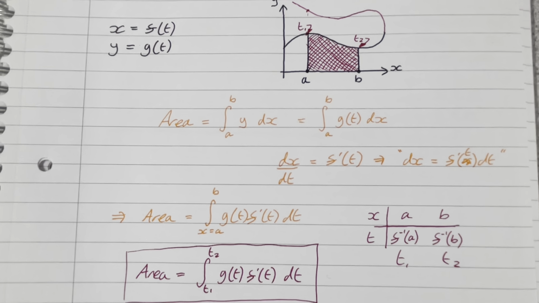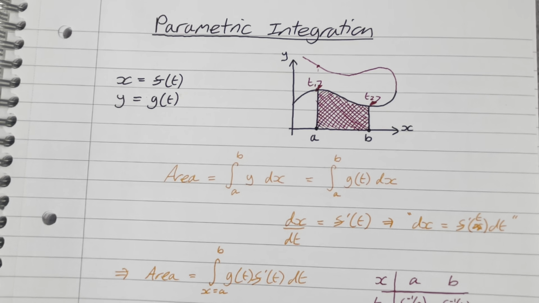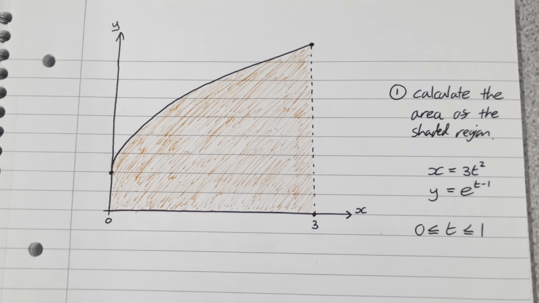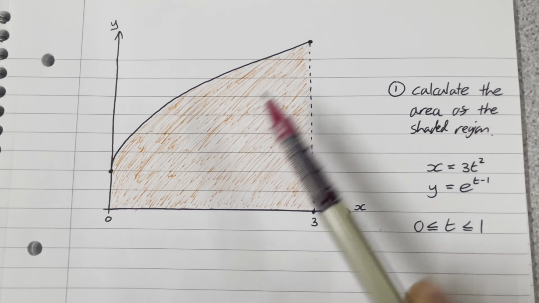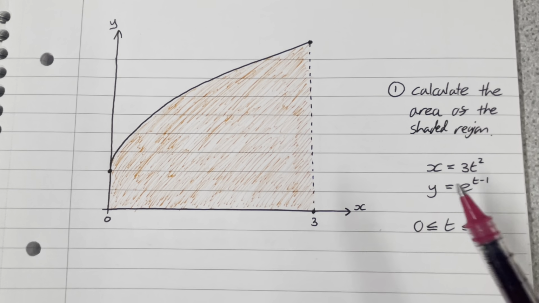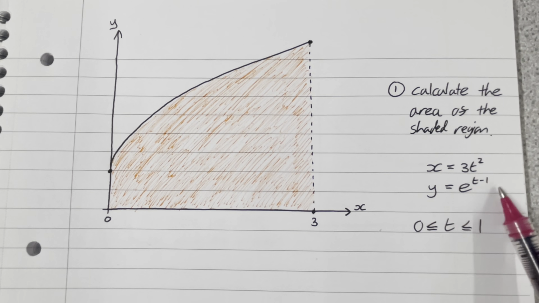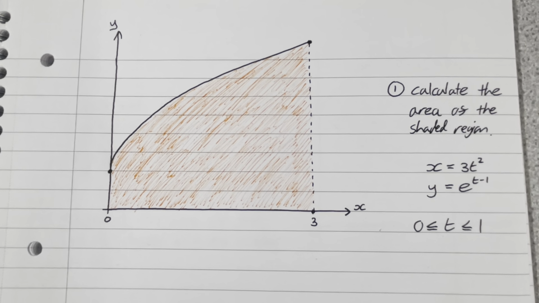So I've got two example questions which I want to have a look at to show you. The first one's quite a simple one, and the second one's a bit of a trickier one. Okay, so here's my first one. We're going to calculate the area of the shaded region, and we can see that it goes from x is 0 to x is 3, and x is 3t squared, and y is e to the t minus 1, and we're told that t goes between 0 and 1.